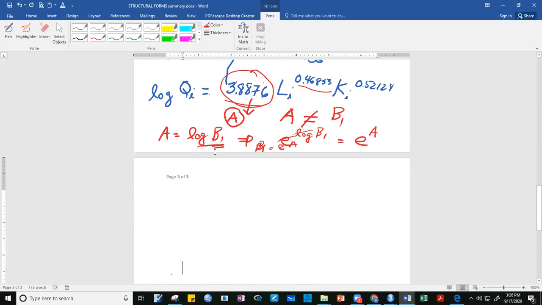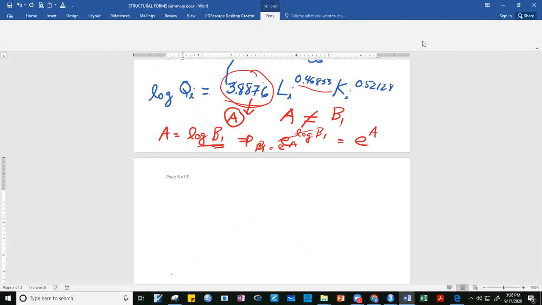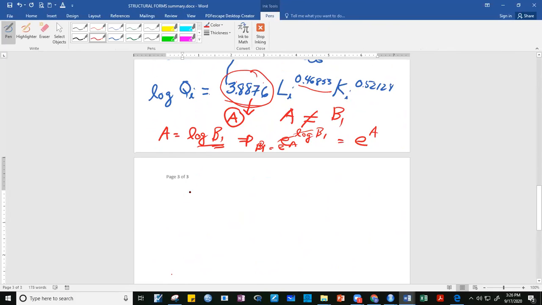Let me rewrite this quickly. So alam natin guys na si A is not equal to B1, ha? Iba yan. Kasi replace lang natin si A, is actually A is equal to log ni B1, based on the equation above.